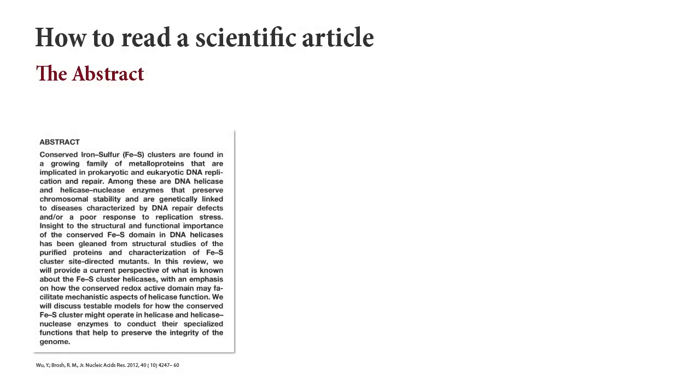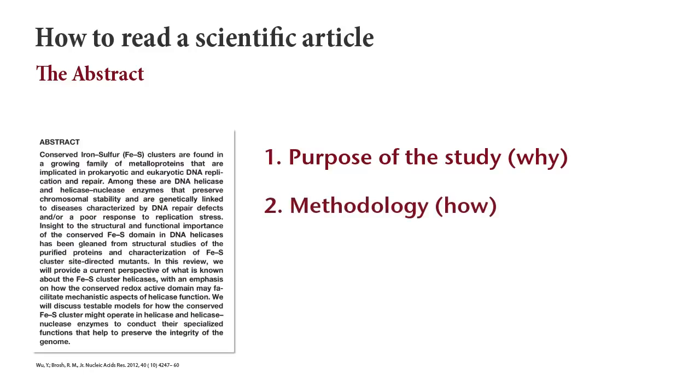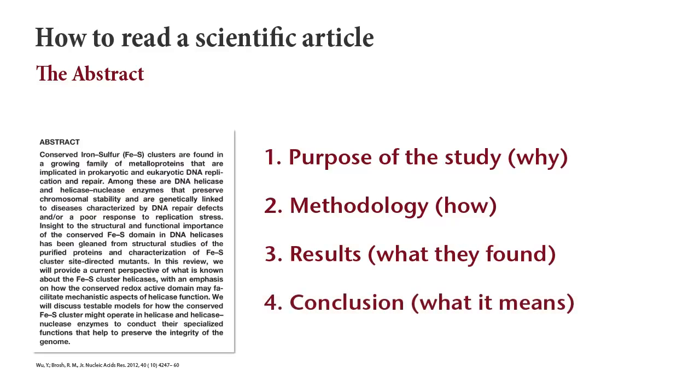Abstracts usually contain 4 kinds of information: the purpose or rationale of study, why they did it; the methodology, how they did it; results, what they found; and the conclusion, what it means. After reading the abstract, ask yourself, is this article worth reading, or should I move on to another one?